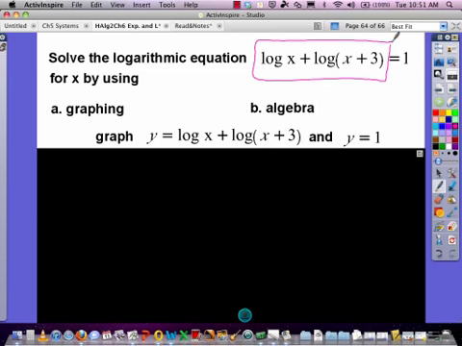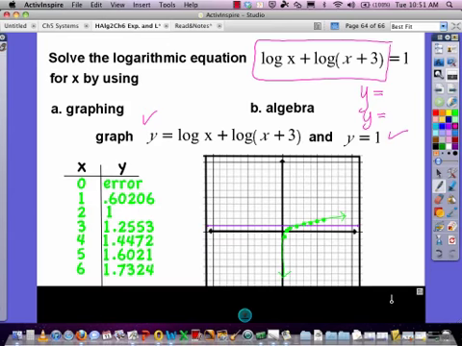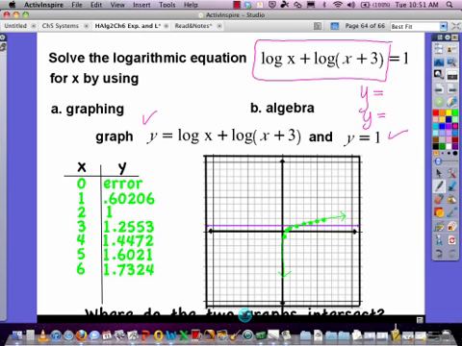and then the part that represents the other side. And both let them be equal to y. So you'd have two equations, and here they are. Let y equal log of x plus the log of the quantity x plus 3, and y equals 1. We know y equals 1 is a horizontal line, so go ahead and finish the other. And you would graph it by typing it in or by hand.